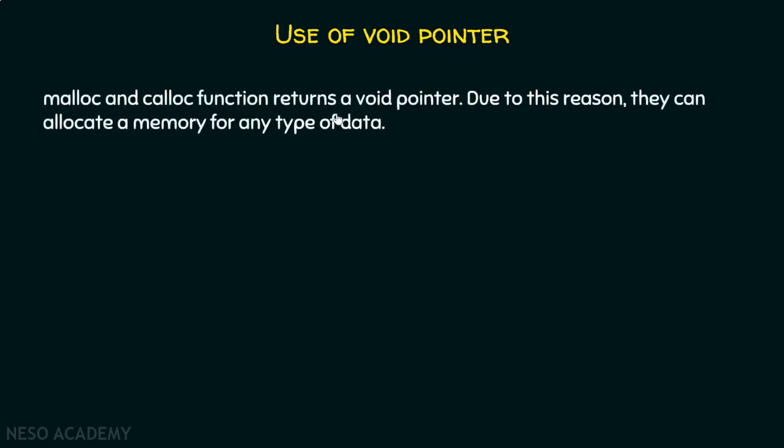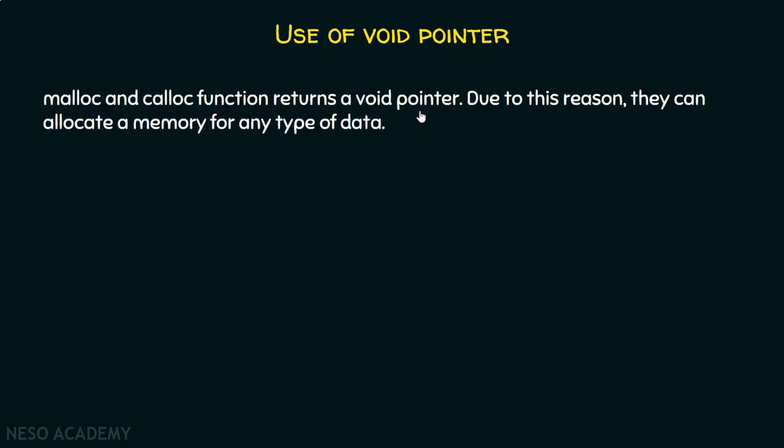Malloc and calloc functions return a void pointer. Let me tell you, these are the built-in functions which are used to allocate memory dynamically. We will discuss these two functions later. Right now you should understand that malloc and calloc functions return a void pointer. Due to this reason, they can allocate memory for any type of data. Because these functions return a void pointer, they can allocate memory without knowing the type of data. This is the reason why we are using void pointers.